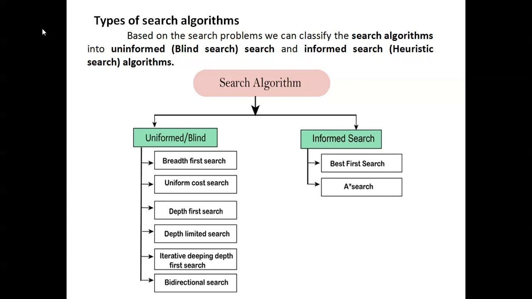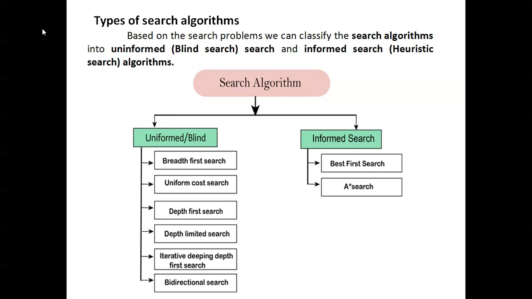Informed search has some kind of information with it. That means it knows the location or it knows the domain. So it knows something about the searching part. This is called informed search. Informed search we can also call heuristic search, because heuristic means it's a knowledge search.